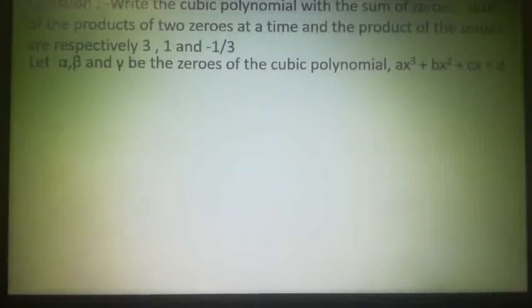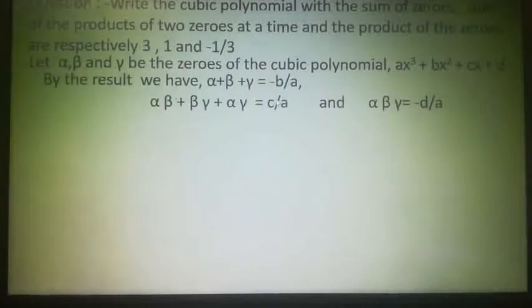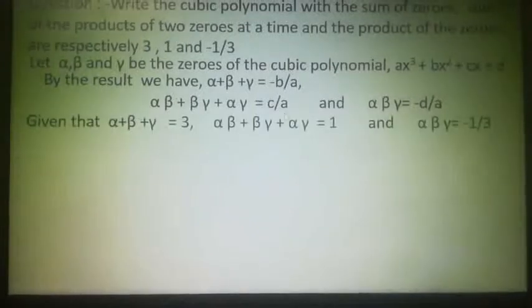So as usual, we can take the three zeros alpha, beta, gamma of ax cube plus bx square plus cx plus d. Now the question reduces to finding a, b, c, d. As in the previous case, you proceed. So we have the relations: alpha plus beta plus gamma is negative b by a, alpha beta plus beta gamma plus alpha gamma is c by a, and alpha beta gamma is negative d by a. By the given condition, alpha plus beta plus gamma is 3. So we have negative b by a is equal to 3. Similarly, alpha beta plus beta gamma plus alpha gamma is 1, and alpha beta gamma is negative 1 by 3.